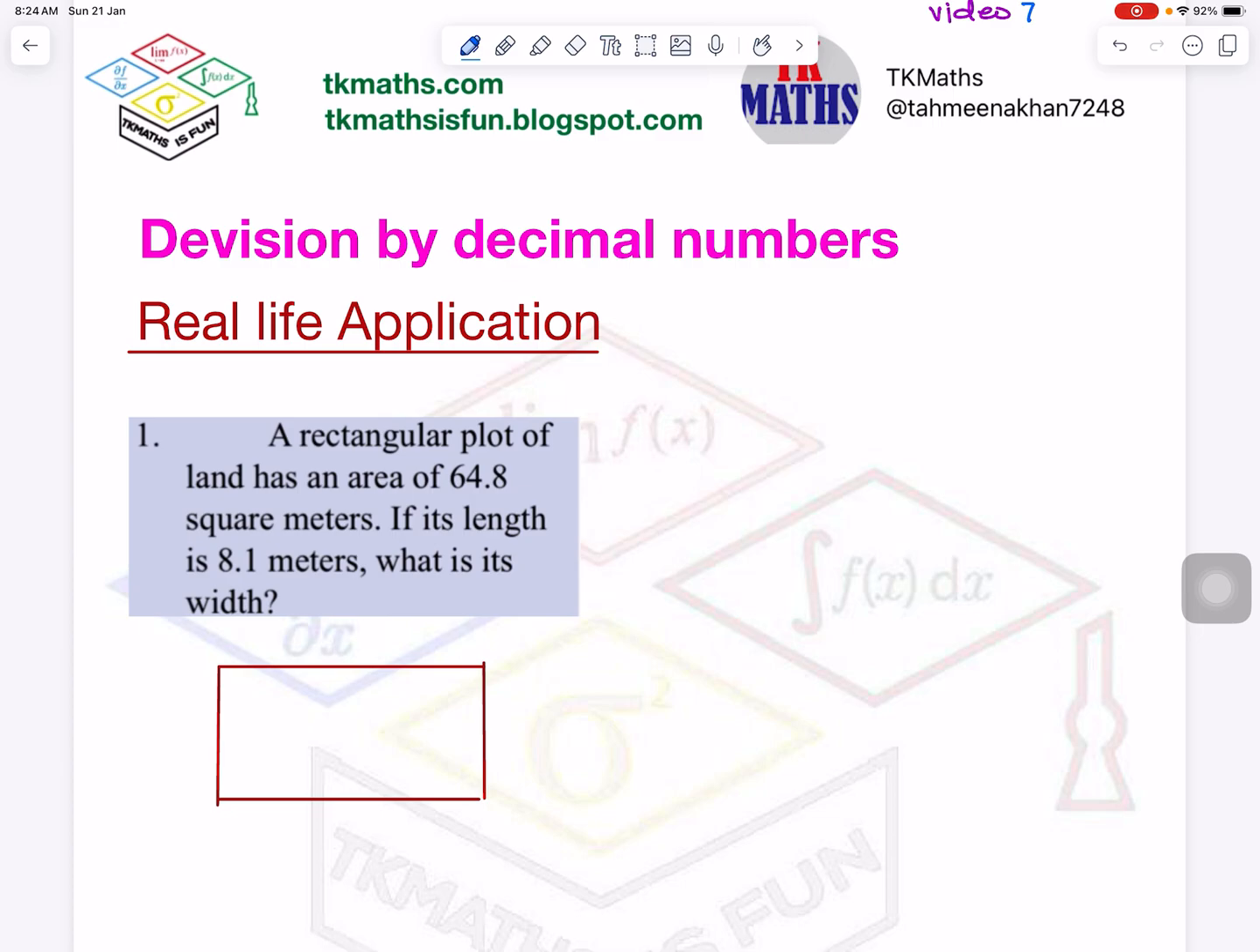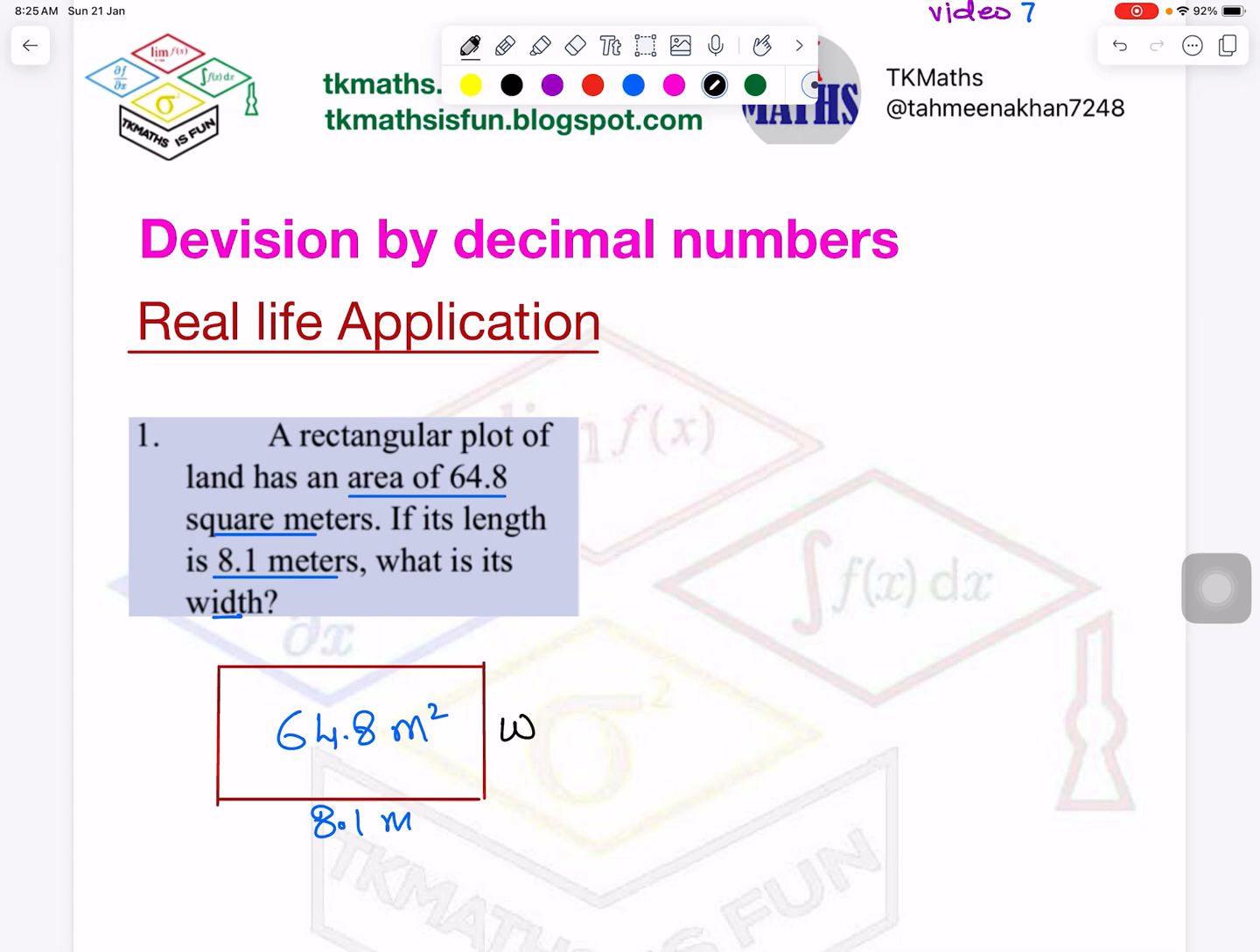A rectangular plot of land has an area 64.8 square meter. If its length is this, then what is its width? Whenever the word problem comes, if possible, sketch it so that the picture is very clear to you. So if I'm drawing this rectangle here, area is 64.8, square meter means its unit. And what is the length? Length is 8.1 meter, and I have to find out its width, right?